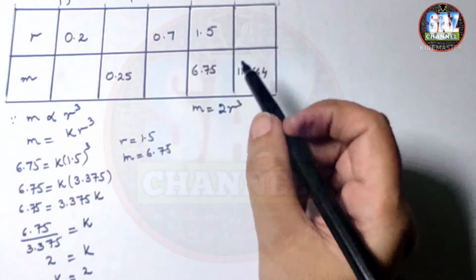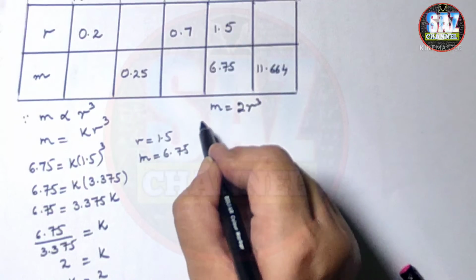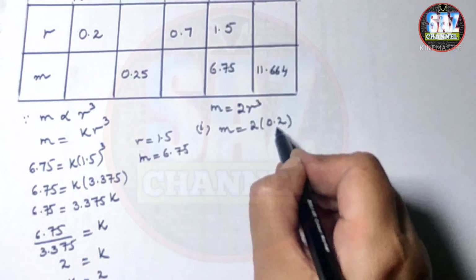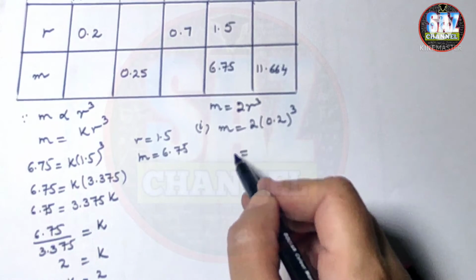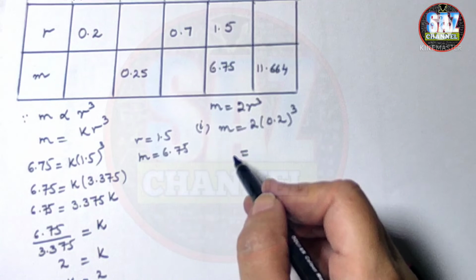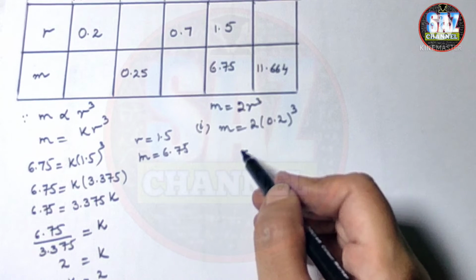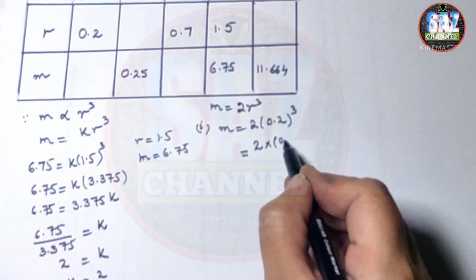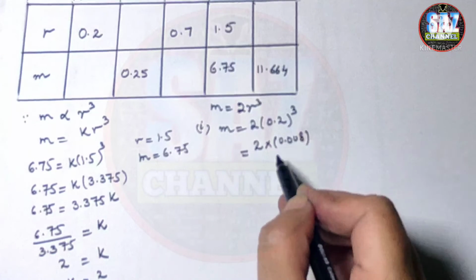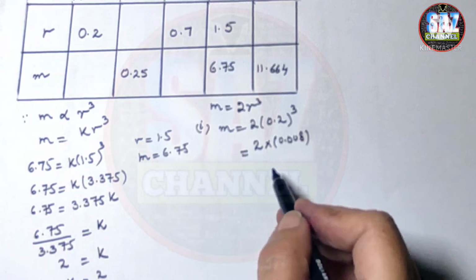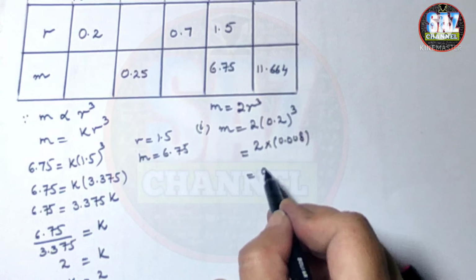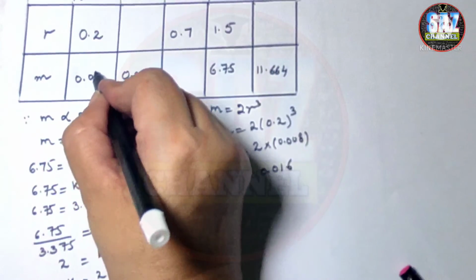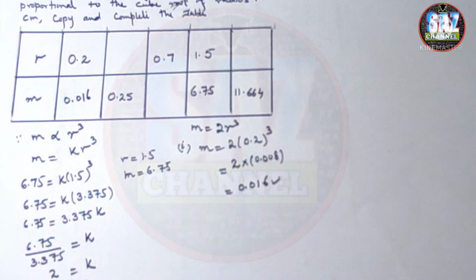Okay, and then the first value of r is 0.2. m equals 2 times 0.2 cubed. 2 cubed is 8, and then 0.2 multiplied by 0.2 multiplied by 0.2. This is 2 multiplied by 0.008, and when I multiply this number by 2, this will give me 0.016, and I have to fill up the answer space as well, 0.016.